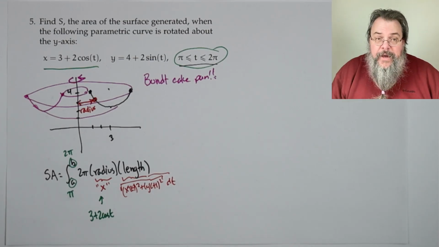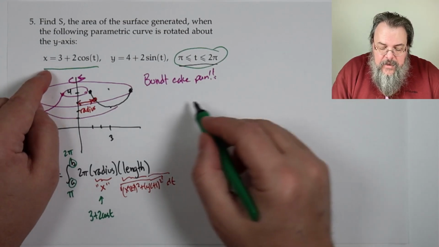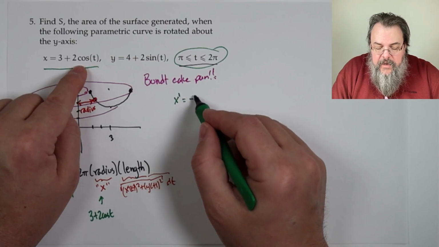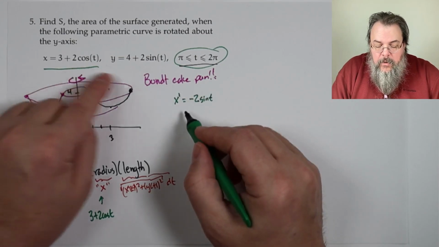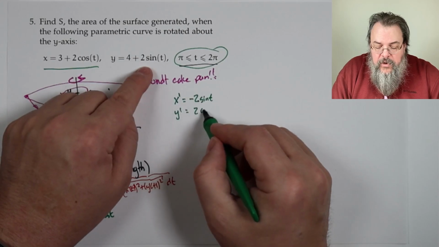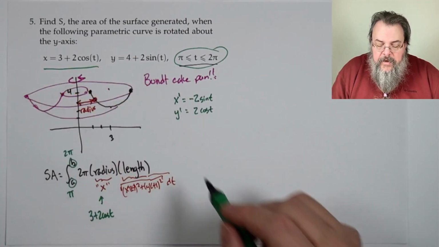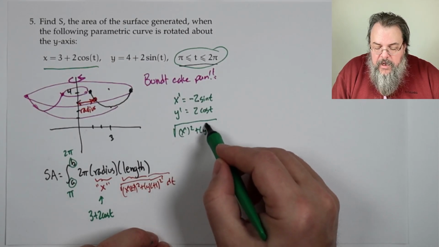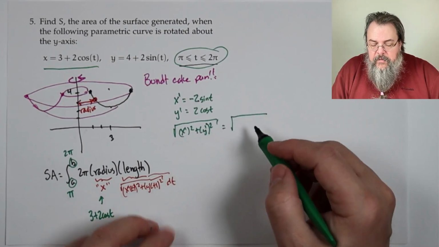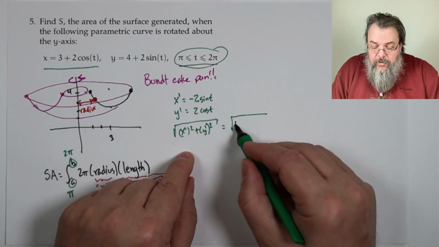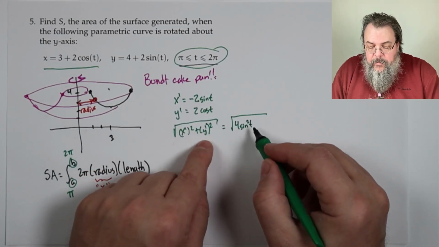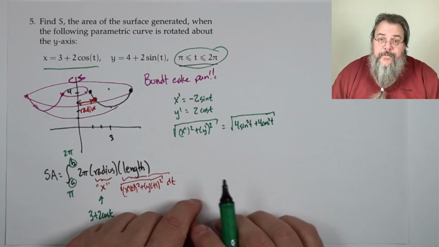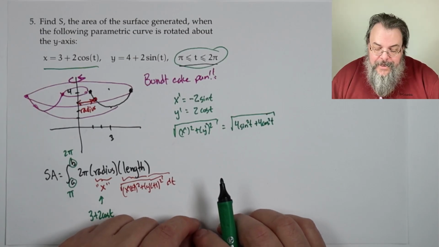Now this is the part where we'll have to take a second. Let's work it out here. So we'll do some computations. X prime is minus 2 sine t. Y prime is 2 cosine t. And okay, so the square root of x prime squared plus y prime squared, that's the square root of 4 sine squared plus 4 cosine squared. And we're like, boy, it'd be really nice if that simplified.